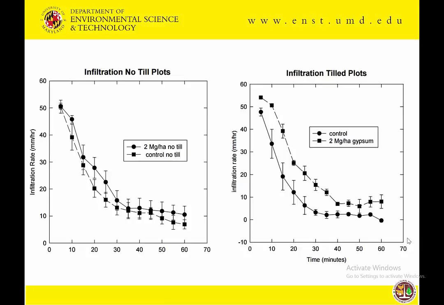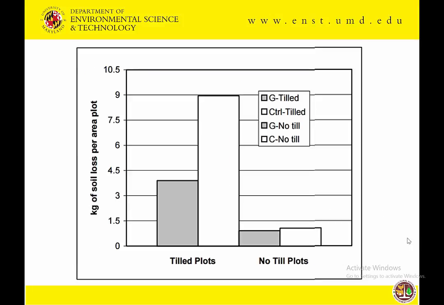Okay. You can see that this is over time. You can see that in the no-till plots, there isn't any difference between gypsum and no gypsum. Those overlapping confidence intervals, not significant. But in the tilled plots, the gypsum did help somewhat in terms of increasing the infiltration rate in those fields. Remember, no protection. Okay. When you look at the soil loss, and this is just kilograms per plot area, the gypsum is the shaded ones.